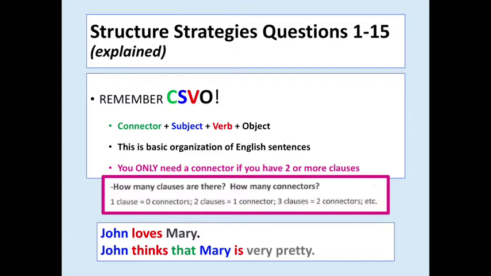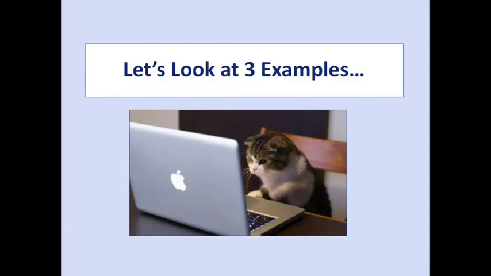Just like in these examples, the first sentence, John loves Mary, has one clause, so there is no connector in that sentence. The second sentence, John thinks that Mary is very pretty, has two clauses. So it has two subjects, two verbs, and one connector. Now we're going to look at 3 examples. Today we're not going to look at the answers. We're just going to look for the subject and verb and identify what is missing in each sentence.